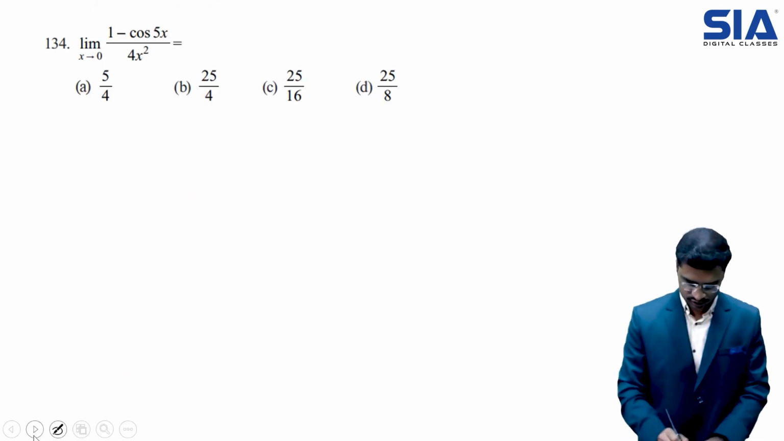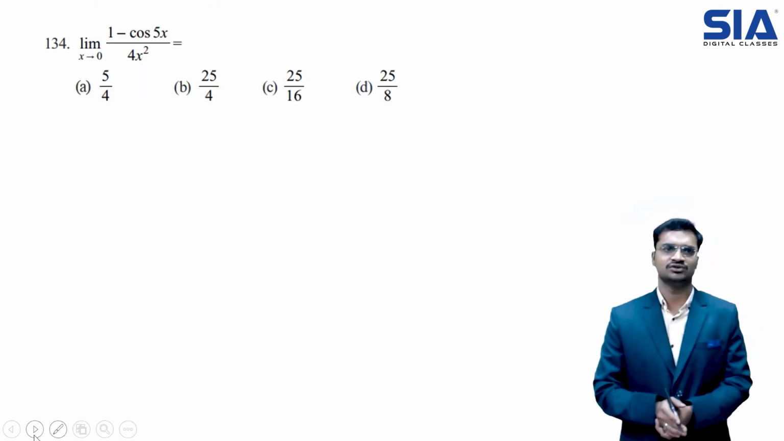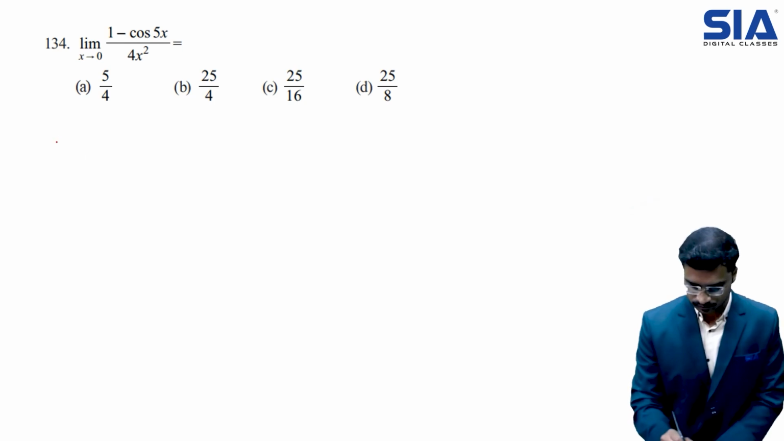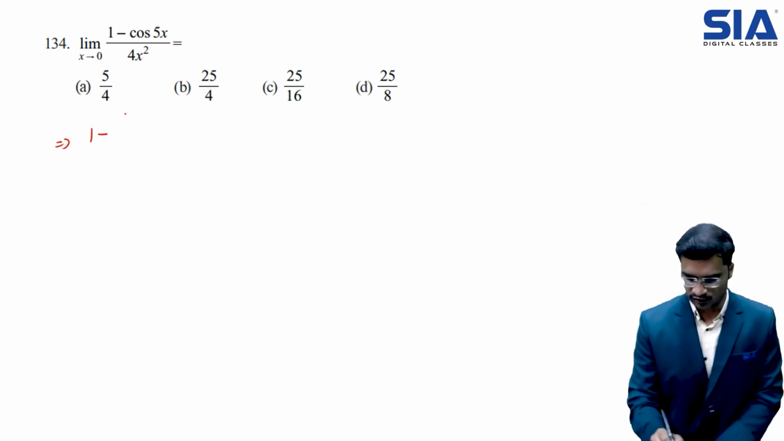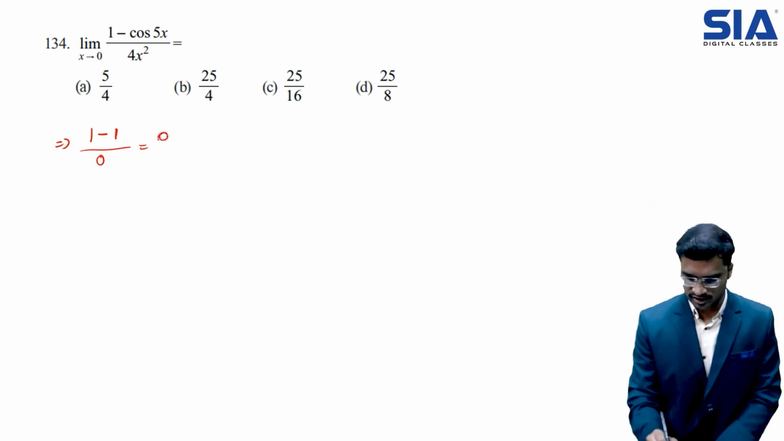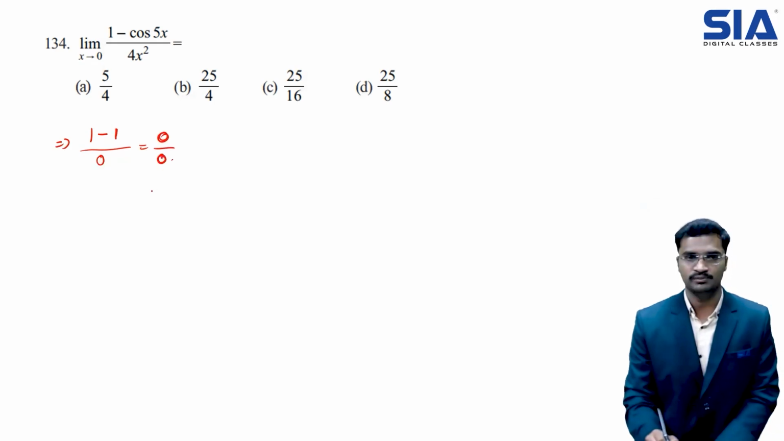Now coming to the next question, which is the limit as x tends to 0 of (1 minus cos 5x) by 4x square. Let us substitute the value 0 here. After substituting, 1 minus cos 0, and cos 0 is 1. So 1 minus 1 by 4 into 0 is 0. So here we are getting 0 by 0 form. What we have to do now is apply L'Hospital rule.